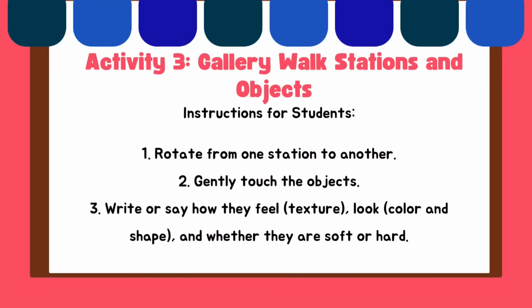Now for our activity number 3, which is gallery workstations and objects, the instructions for students are: number 1, rotate from one station to another. Number 2, gently touch the objects. Number 3, write or say how they feel, like the texture, look, or the color and the shape, and whether they are soft or hard.